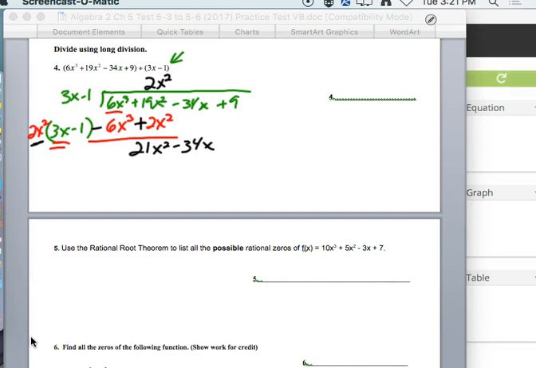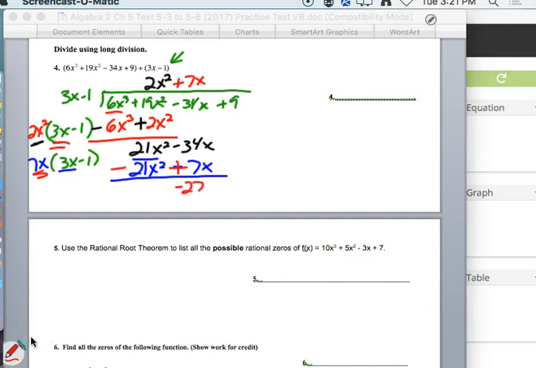And we start over again with our 3x minus 1. And again, we only focus on the first term. We need a 21x squared. 3x times 7x will get us that. That would give us 21x squared minus 7x. Change the signs and add. So our 7x is definitely working. We're going to put that right up on top. And 21x squared minus 21x squared is gone. Then we have negative 34x plus 7x, and that is negative 27x. And you bring down the last term.